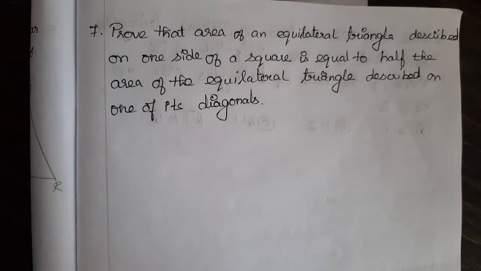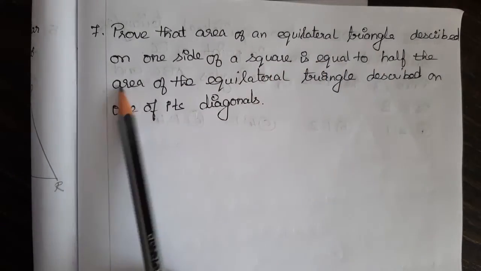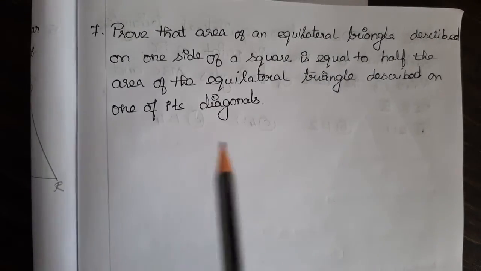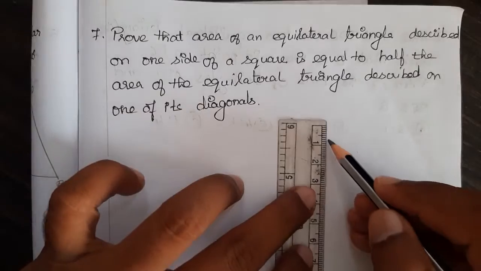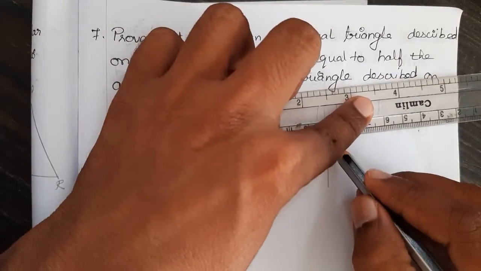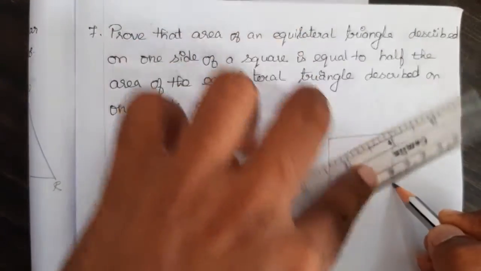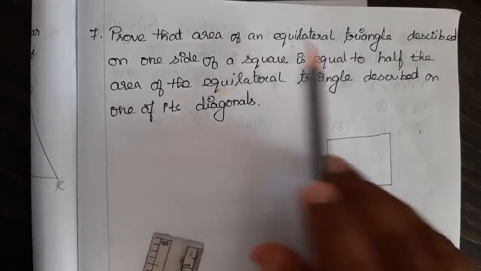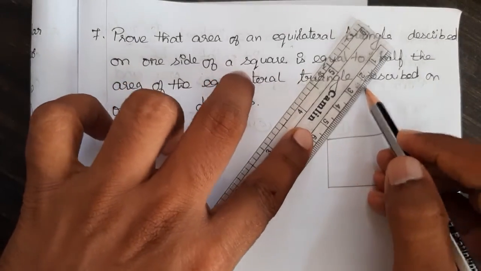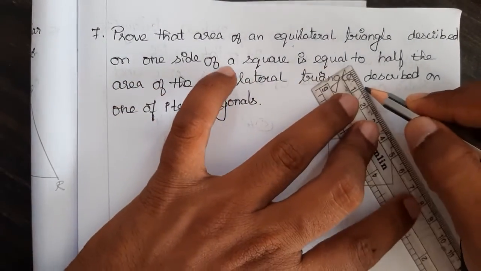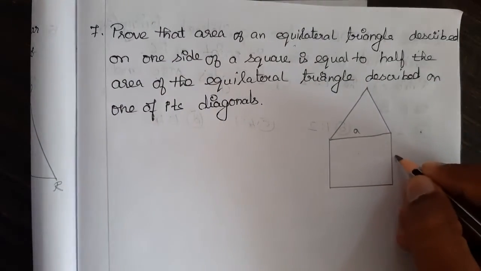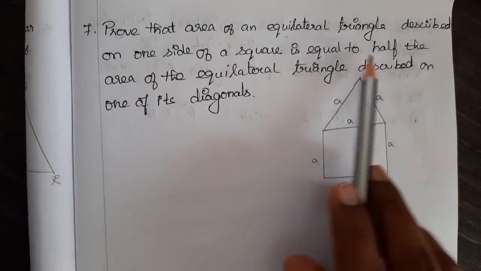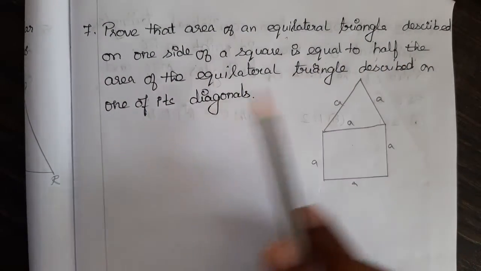Here we go for the next problem. Prove that the area of an equilateral triangle described on one side of a square is equal to half the area of the equilateral triangle described on one of its diagonals. So there is a square, so let me draw the square here. We have to prove this for the equilateral triangle described on one side of the square. So let me choose, and here is an equilateral triangle. The square will have side A on all sides, right? So for the equilateral triangle, this side is also A.